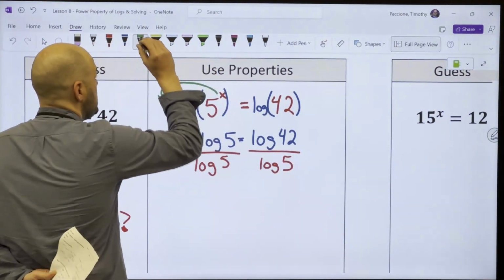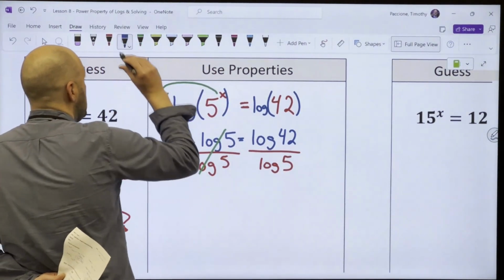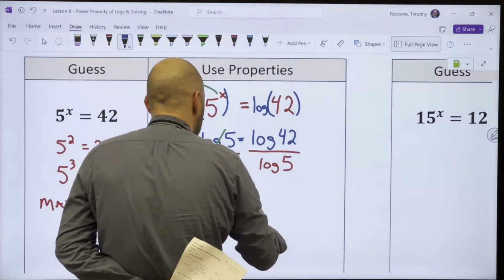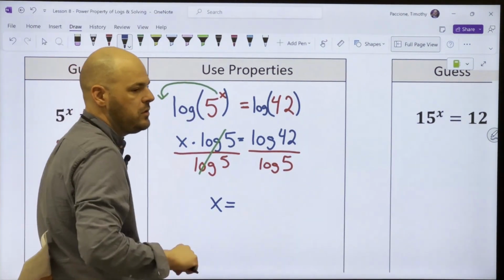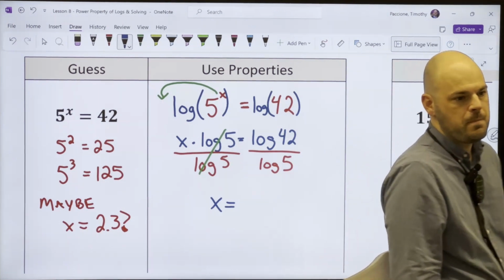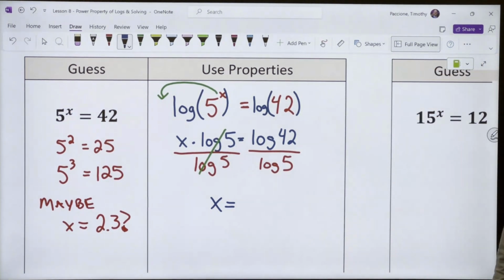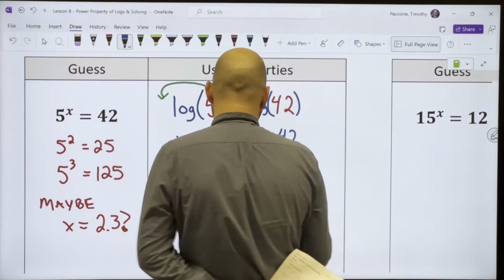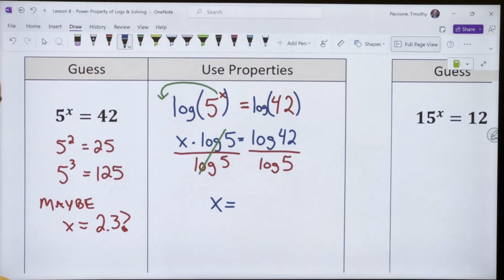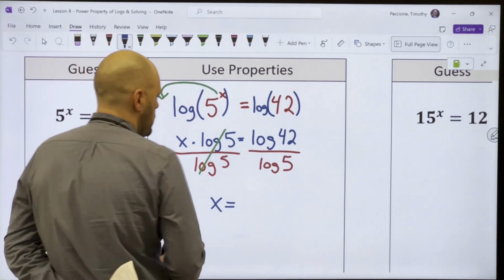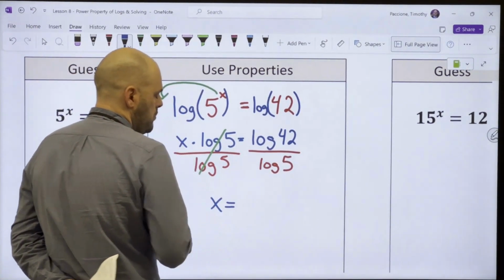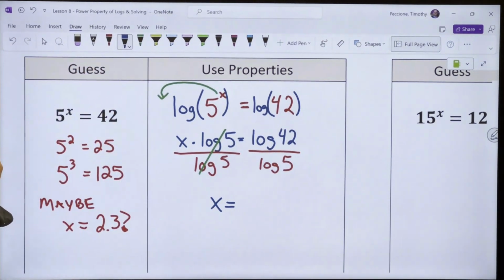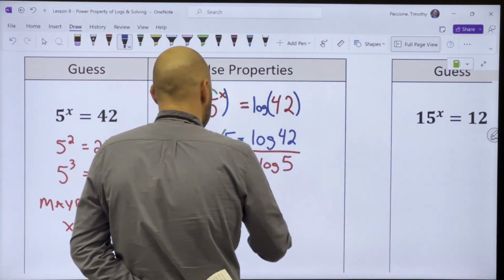These log of 5s cancel right out. And I have x equals, and then my calculator will tell me what log of 42 divided by log of 5 is. And this will give me my answer. Wait, but because they're the same base, wouldn't you just put it as log 42 over 5? No, subtraction becomes division. Division doesn't become division. But good thought. So what is it?